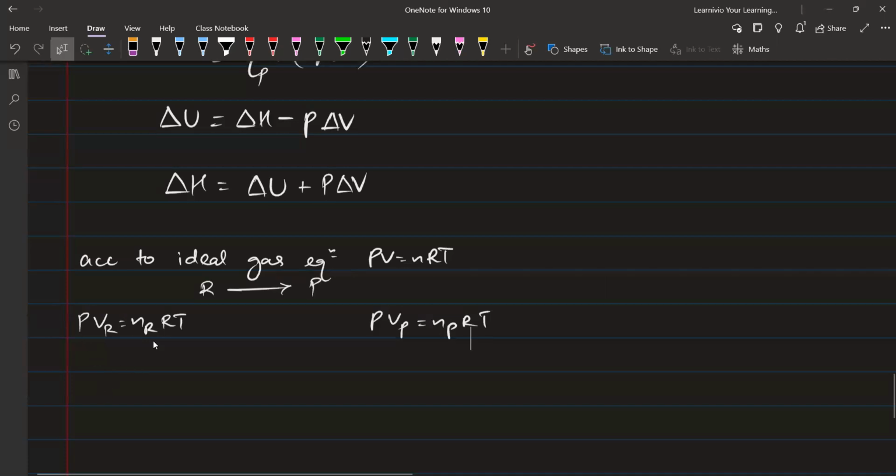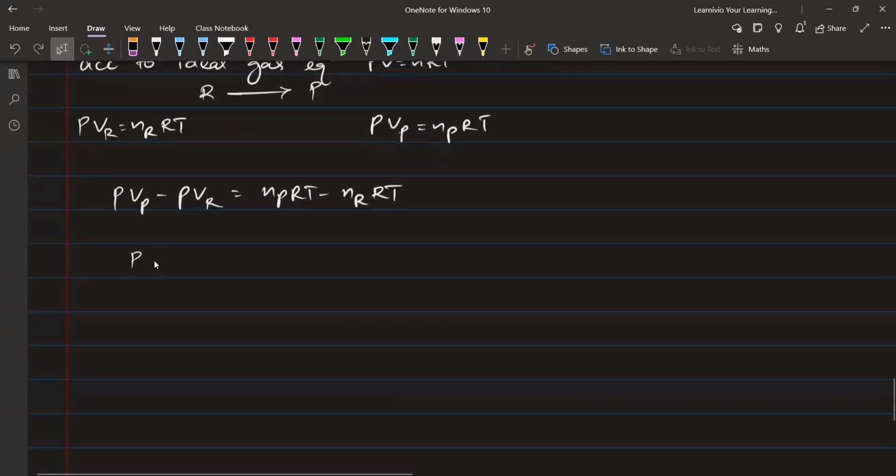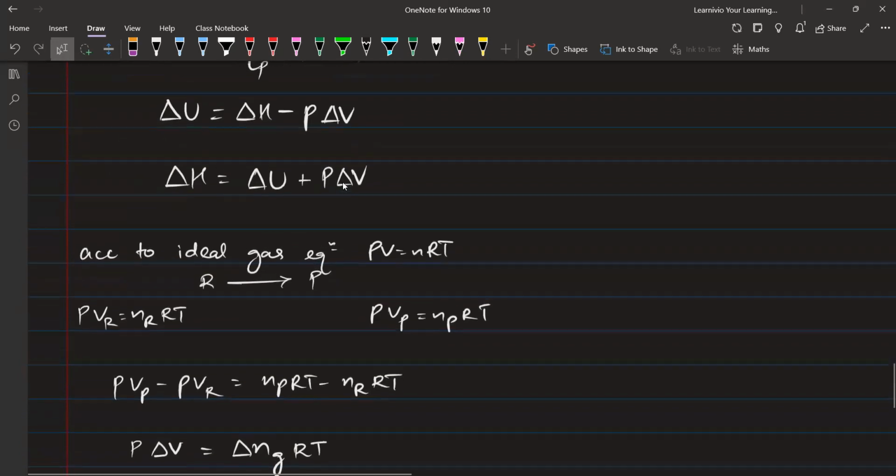Now if I subtract these two, then I will get pressure into Vp minus pressure into Vr is equal to NpRT minus NrRT. Look, initial, final, initial. Make sense? Yes or no? Please tell me. Yes, sir. Now P into Vp minus Vr can be P into delta V. We took pressure common, so we get Vp minus Vr, and here I can write this as delta N. I'm writing G because we are only going to look for gases in this case, into RT. We take RT as common, and then you get Np minus Nr, that will be delta NG. So this is a very important equation which we will explain, but please write this down slowly and carefully.